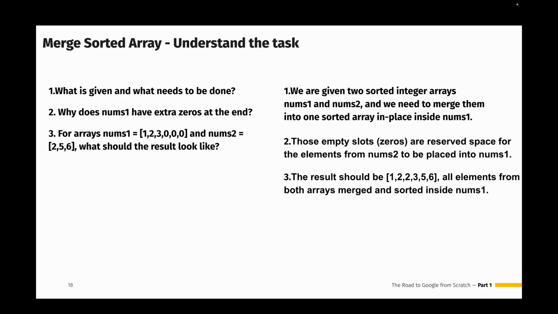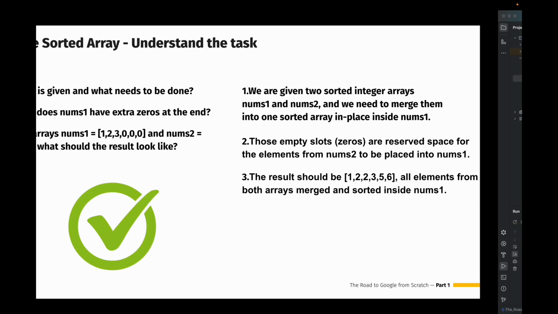Those empty slots, zeros, serve as space for the elements of nums2 to be placed into nums1. For arrays nums1, 1, 2, 3, 0, 0, 0, and nums2, 2, 5, 6, what should the result look like? The result should be a sorted array, with all elements from both arrays merged and sorted inside nums1. So I hope that helped you to understand better what we need to do.